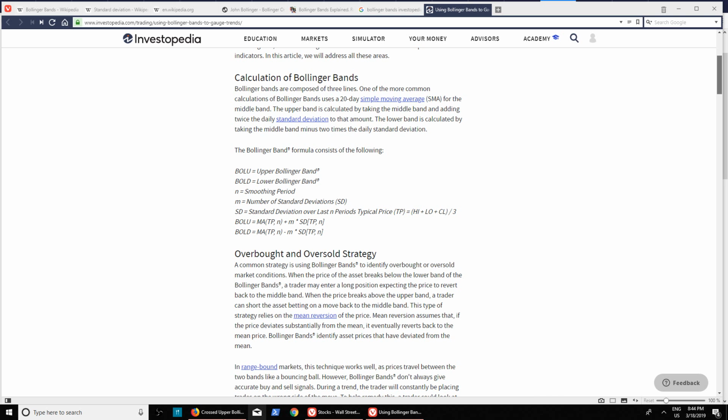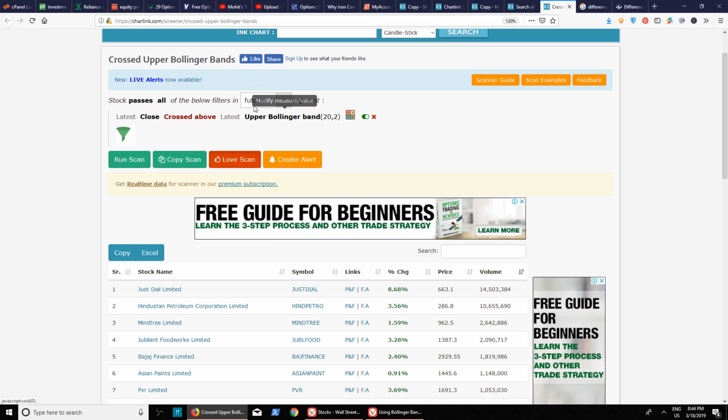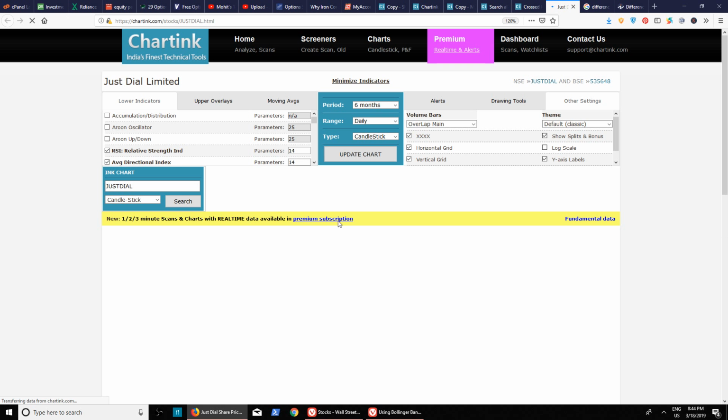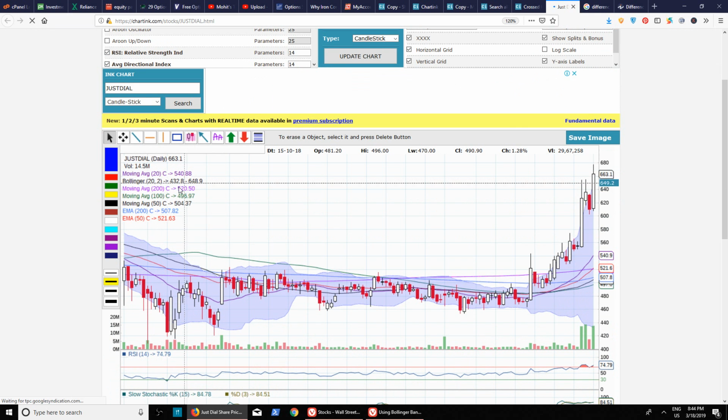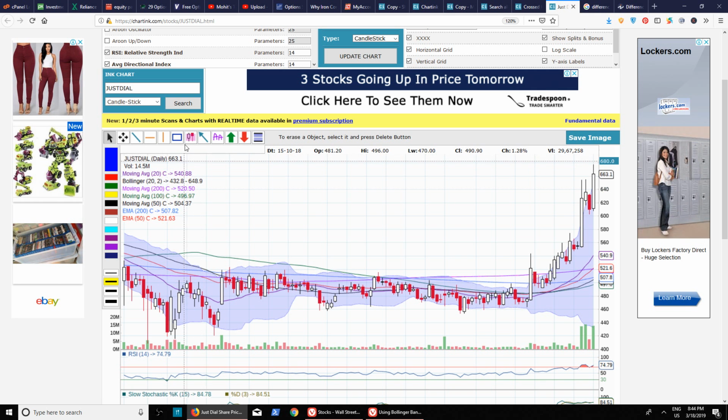So let me show you with an example here. If you go to charting, I have taken a screener here where you can identify stocks which have crossed the upper Bollinger Band. Here you can change it to futures or cash, and I have selected futures. For example, take this one. As you would see, the Bollinger Band is 432 and 648, and as you can see 663 is the price. There are two ways of trading it.